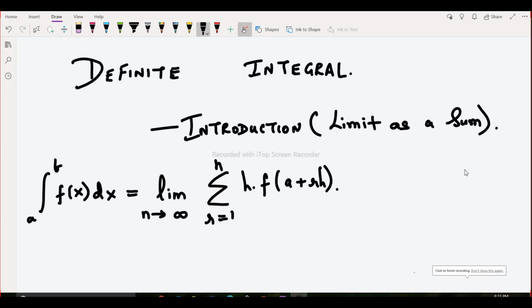Hello students, let's start off with definite integration and let's start off with its introduction, which is actually the limit as a sum method. And people who know integration well now can relate to definite integration. The only difference you can find now is that there are limits. So this is the lower limit and this is the upper limit. And this is the same integration thing which we will be using. So let's see what is different and how we can do the sum.